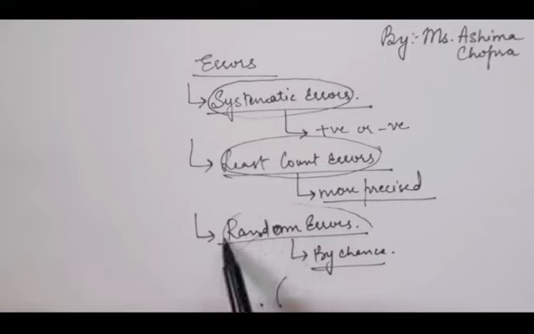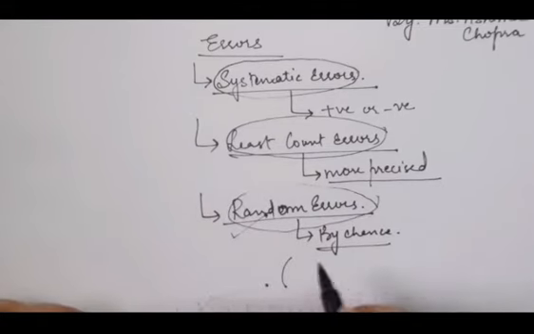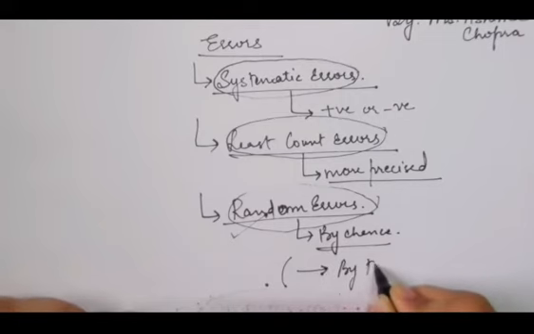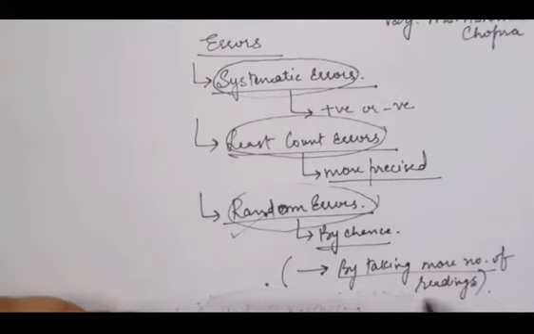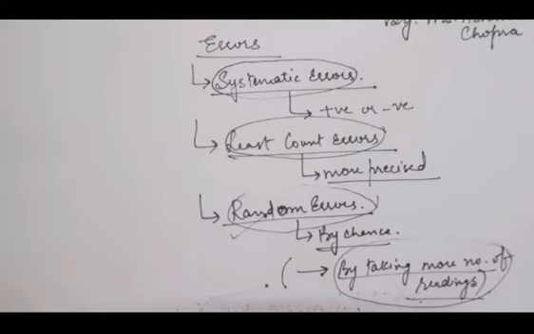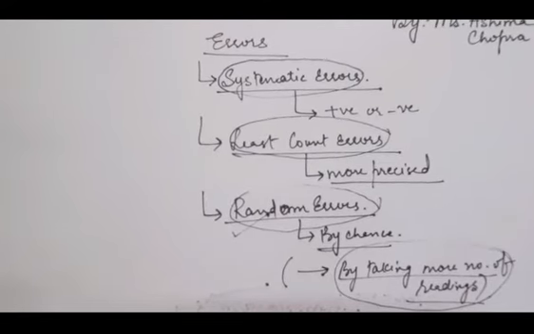So how can these errors be removed? The best way to remove these errors is by taking more and more number of readings. By doing the experiment a number of times, when you take the average of all the readings, the average is more likely to be close to the accurate value, right? So this is the best way to remove the random errors.